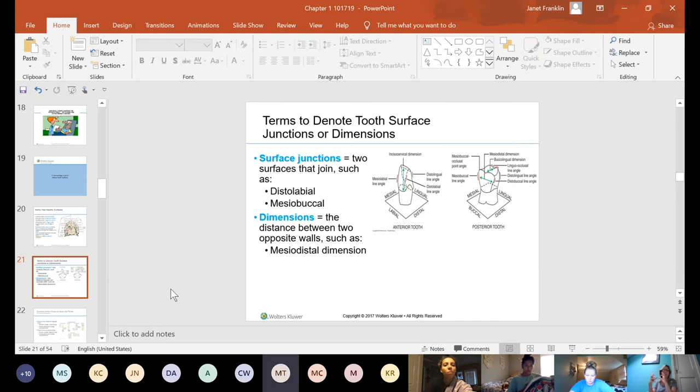Think of the tooth as like a cube. You've got a front, a back, and two sides. So when we are doing surface junctions, we're going to do where two surfaces meet. If you've got the mesial surface meeting with the buccal surface on a molar, we're going to call that mesiobuccal. We change the I-A-L to just an I-O: mesiobuccal. Or you could have distobuccal or distolingual, the joint where the two meet. If you picture your room, the corners are the surface junctions. You'll have the mesial wall and the buccal wall, and in that corner where they meet is the mesiobuccal.